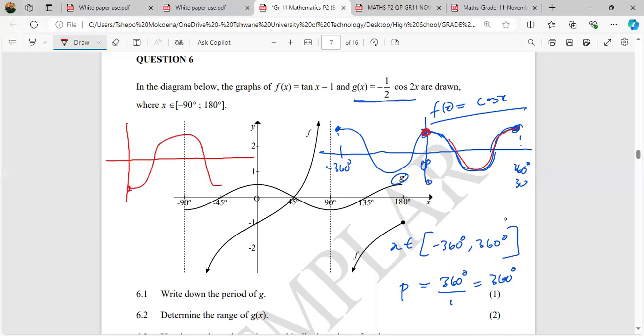I can consider this as a cosine function, but it's a cosine function that has been reflected about the x-axis. So this graph over here, I'll call it g of x. It will be negative cos x. It is the same as the cosine function, just that we have the negative there. So it's a reflection about the x-axis.